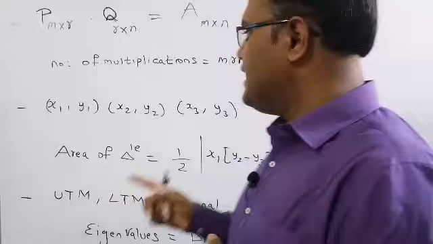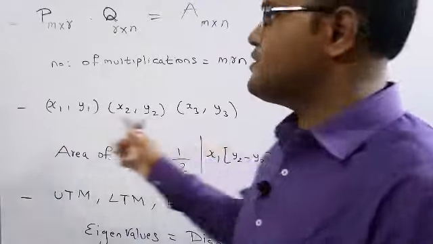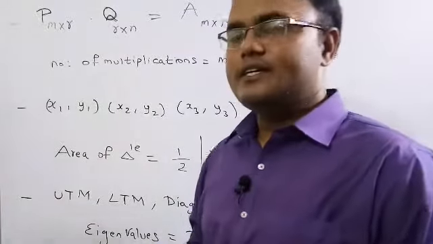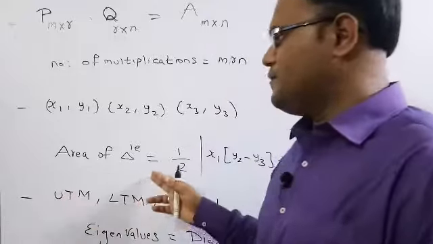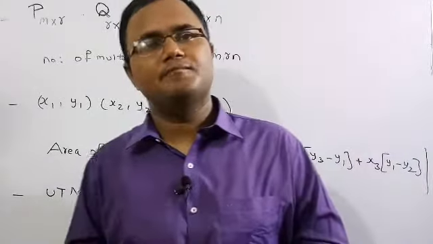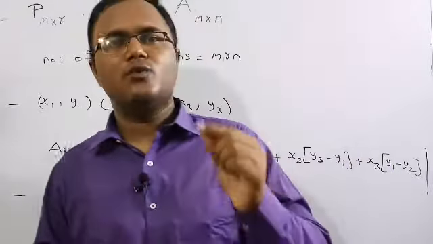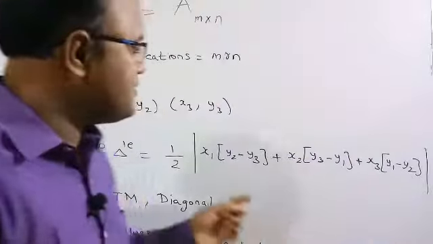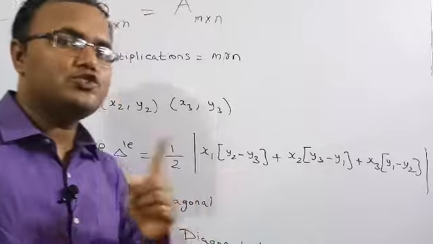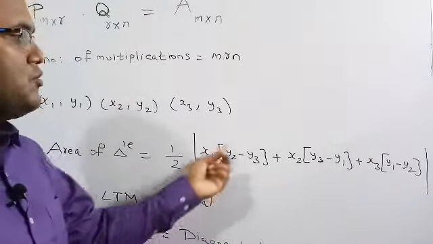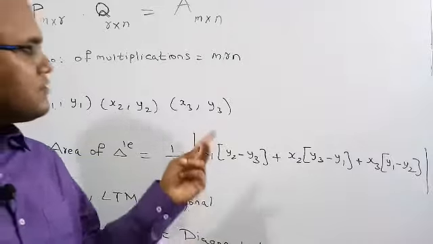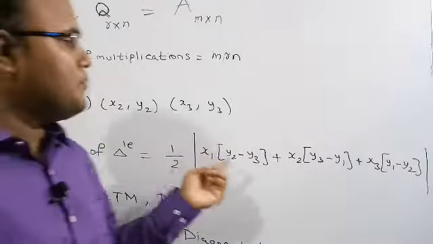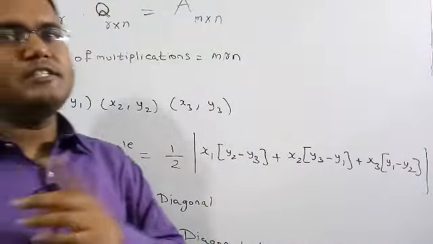Suppose in two dimensions, 3 points are there: x1, y1, x2, y2 and x3, y3. By these 3 points we can draw a triangle. There are many different formulas for the area of a triangle, but I am going to discuss only one small formula: the area of the triangle is equal to half of this determinant, in modulus. Modulus means always a positive number. Whatever calculation you do, if you get a negative number, the modulus will always make it positive, because area is always a positive quantity, not a negative quantity.